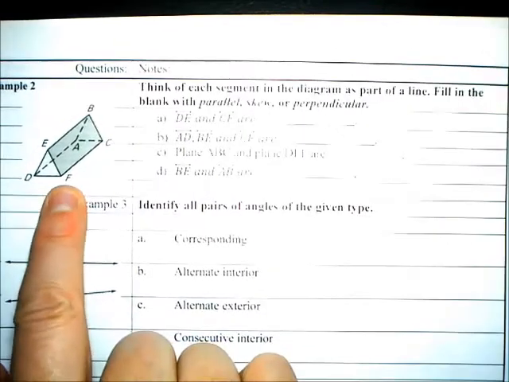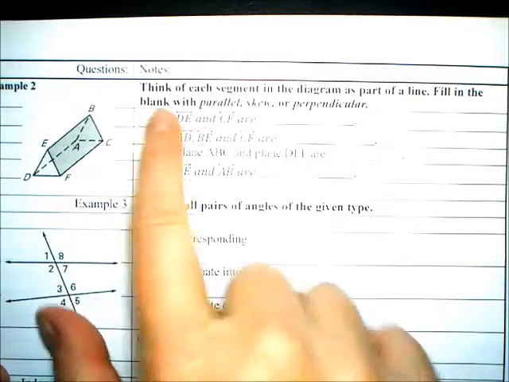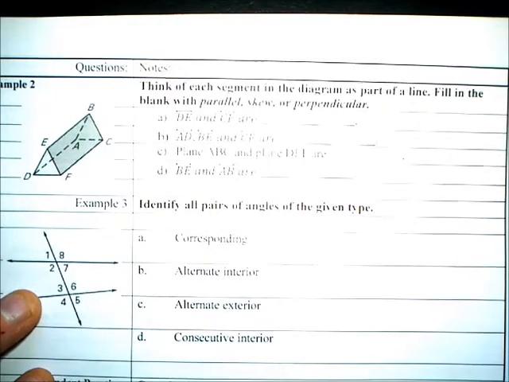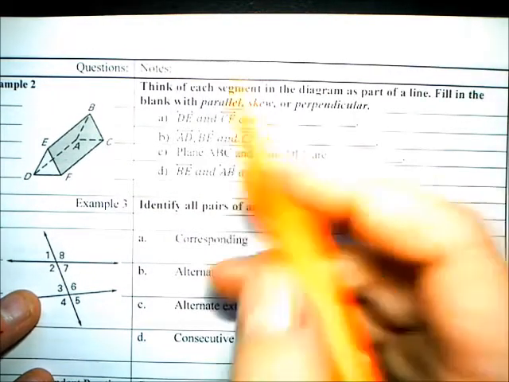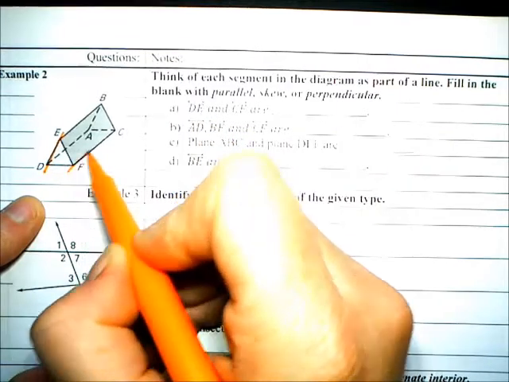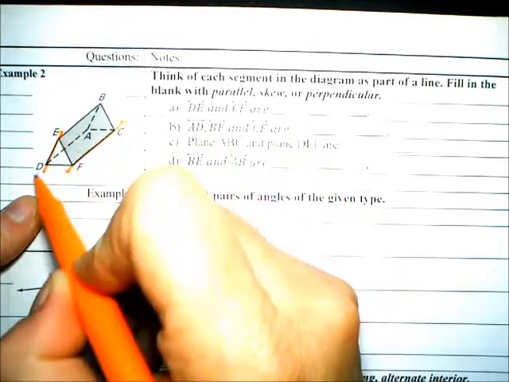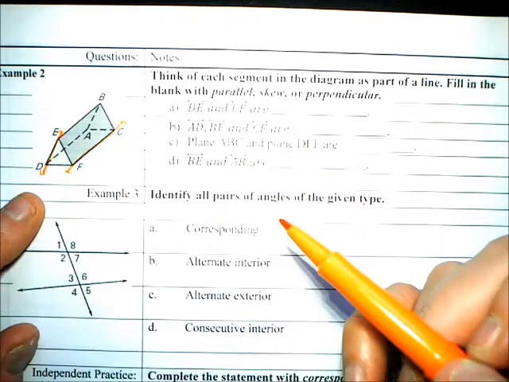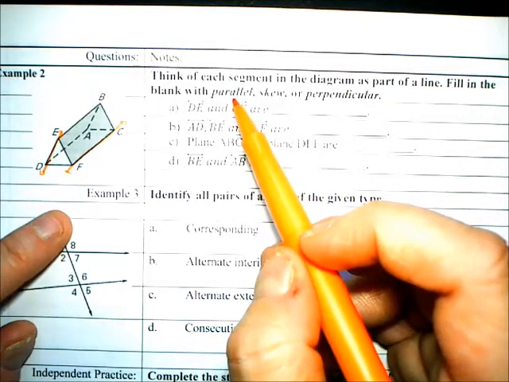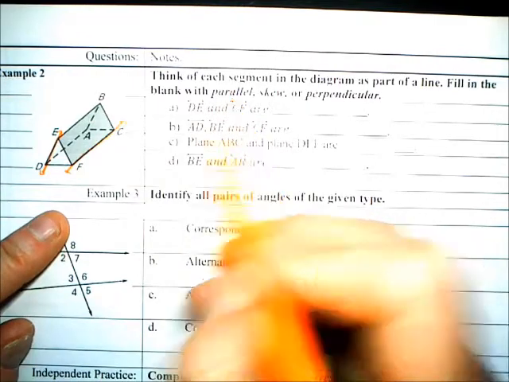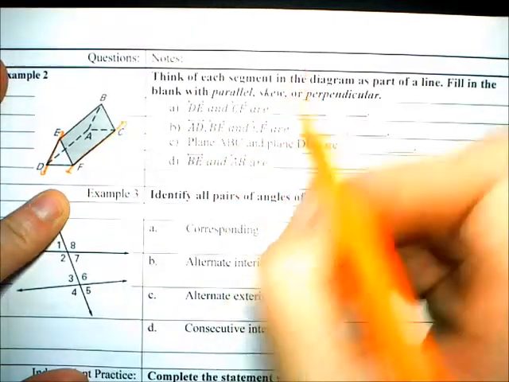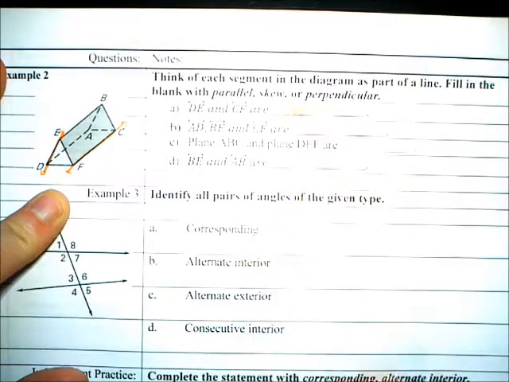It says example 2. We have a triangular prism in the box over to the side. It says think about each segment drawn as part of a line. So imagine all these are actually lines drawn, they just didn't have them, to fill in the blank whether it's parallel, skew, or perpendicular. So here it's saying DE, this line here, and CF. CF is here. Okay, if I'm looking at those two lines, do they intersect? No. So they're not perpendicular at all. They do not intersect at all, so could they be parallel? Well, to me, they have to be in the same plane to be parallel. E is in the vertical triangle, and FC is in the rectangle on the bottom. So that means these are skew lines.